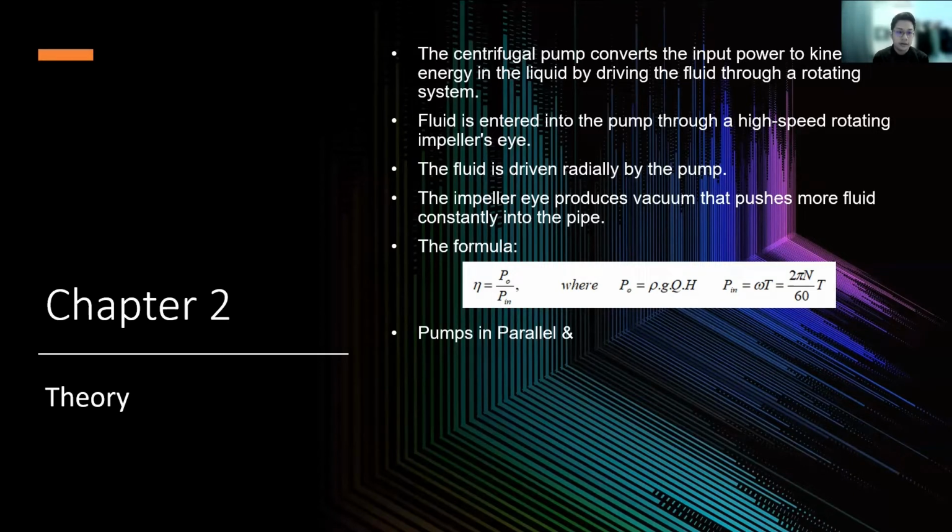So let's proceed to Chapter 2, the theory. The centrifugal pump converts the input power to kinetic energy in the liquid by driving the fluid through a rotating system. First, fluid enters the pump through the eye of a high-speed rotating impeller. Second, the fluid is driven radially by the pump. Next, the impeller eye produces a vacuum that pushes more fluid constantly into the pipe. So this is basically the formula of the centrifugal pump. There are two types of pump configuration, which are pump in parallel and pump in series.